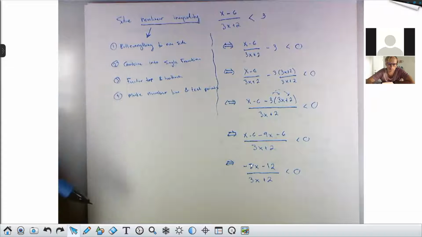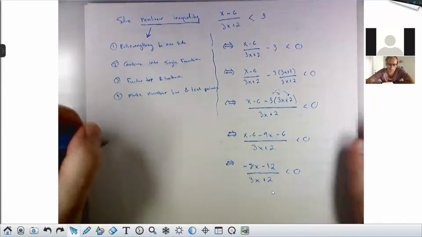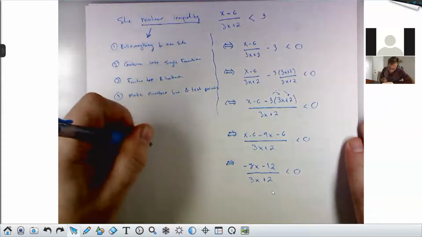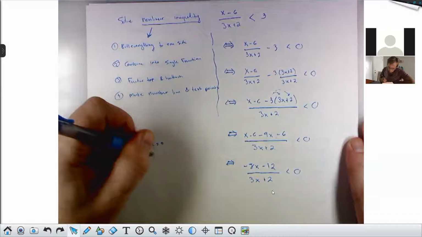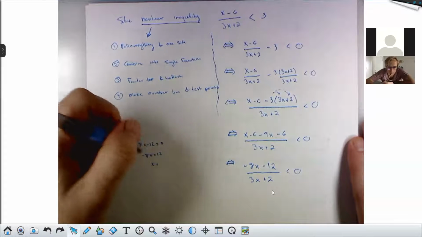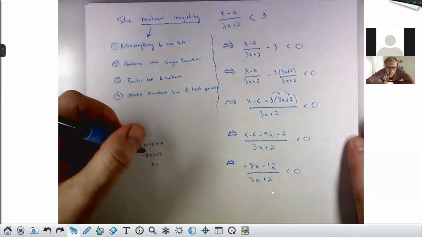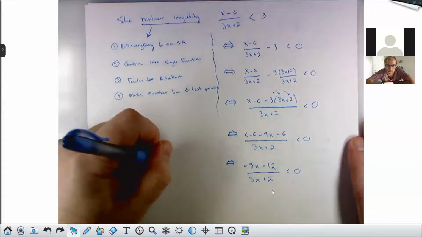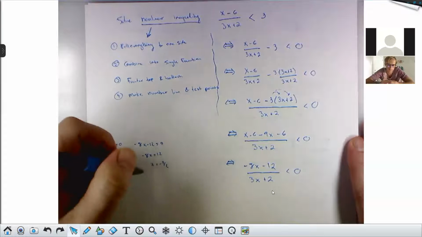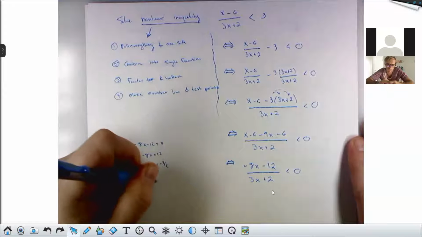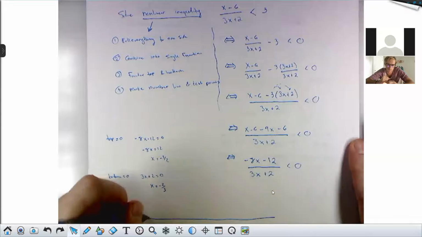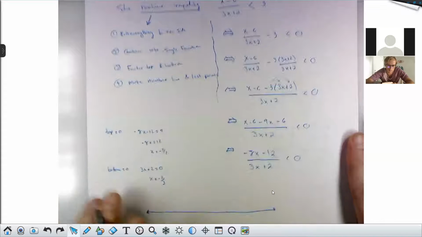Because the top and bottom are both linear, there really isn't anything to factor. But what we do need to do is set each of these equal to 0. So the top will be equal to 0 when negative 8x minus 12 is 0, which means negative 8x is equal to 12, which means x is negative 12 over 8. There's a common factor of 4 there, right? So if I divide top and bottom by 4, I'll get negative 3 over 2. And when the bottom is equal to 0, I will find 3x plus 2 is 0, which means x would be negative 2/3. So on my number line, those are the values I would use to divide up into regions.